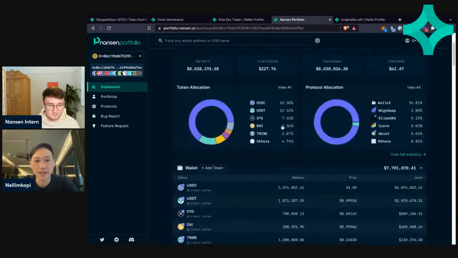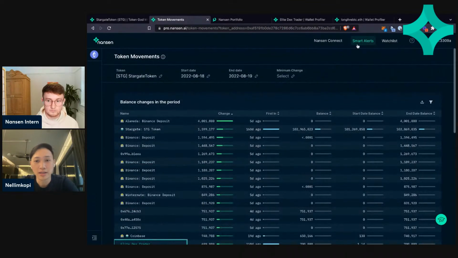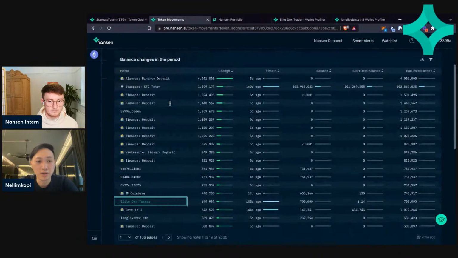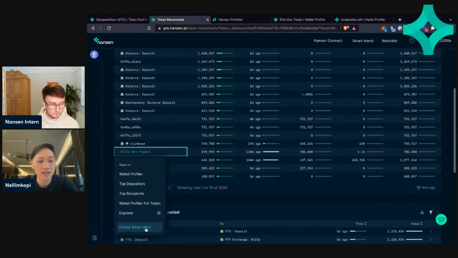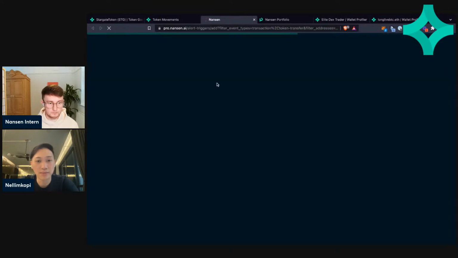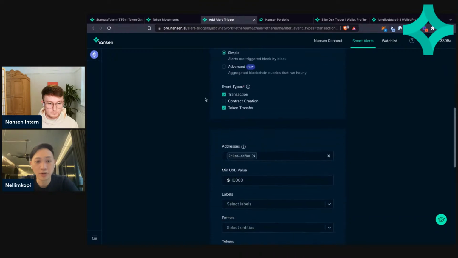So once I've identified these two wallets as somebody that I want to follow, and I think that they are good traders, they are in the know in terms of market movement, I can then start setting a smart alert. You can do it either through this page itself, just do a right click, create smart alert, or you can do it from the page up here. So I'll do a right click, create smart alert. And what it does, it will have the wallet address auto filled for you. So you have the wallet address here filled in.